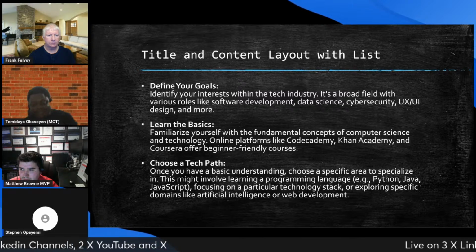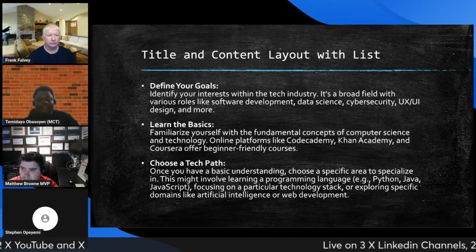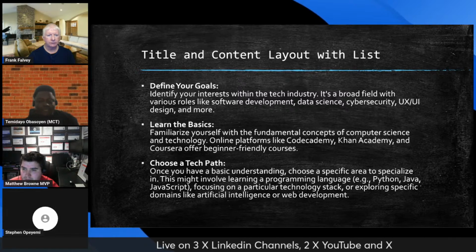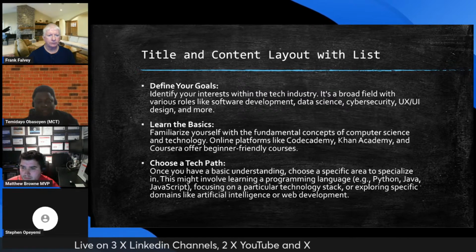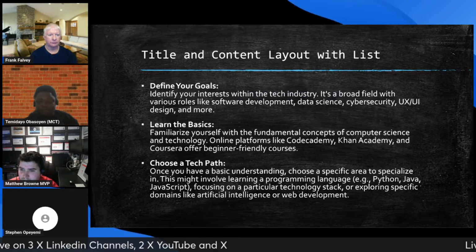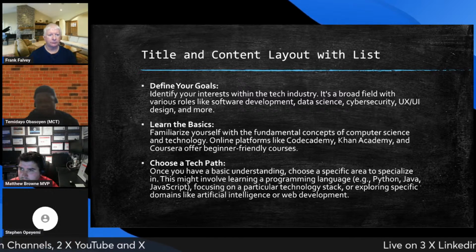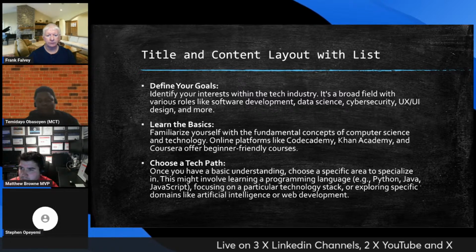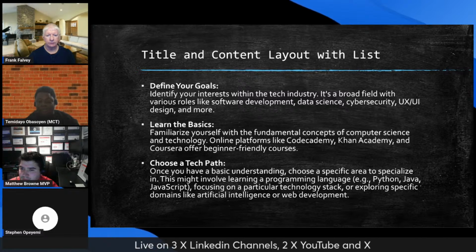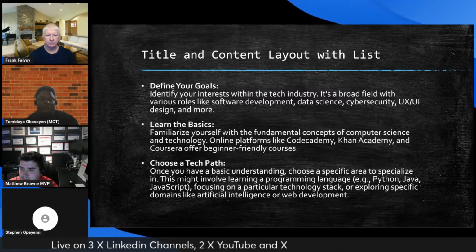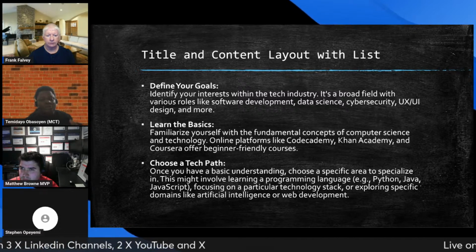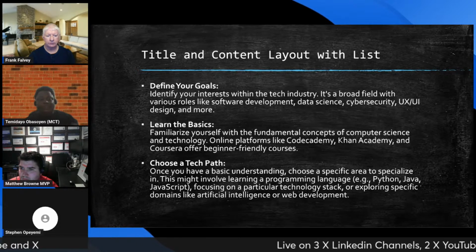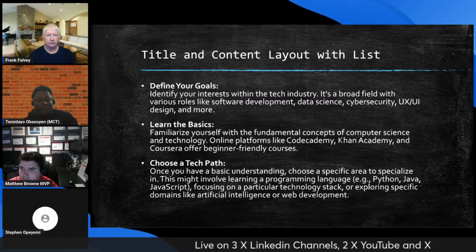once you have a basic understanding, choose a specific area to specialize in. This might involve learning a programming language, like Python, Java, JavaScript. You can learn Ruby on Rails. They are actually different. These are for when you are going into the programming part, software programming or computer programming. It depends on whatever skill you want to go to. You have to familiarize yourself with the tools or the software that is being used in that environment.